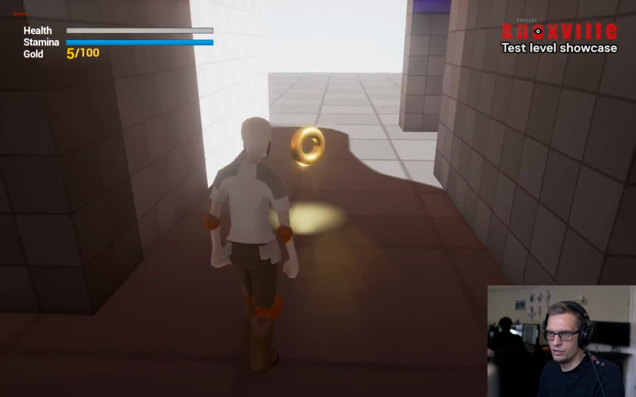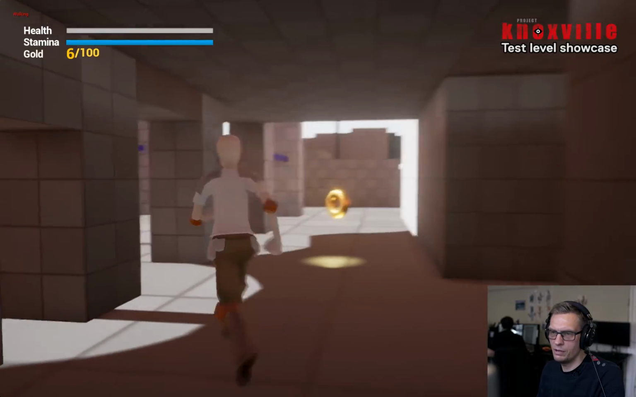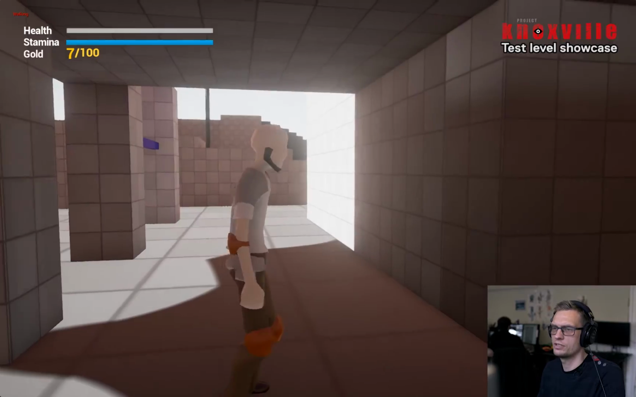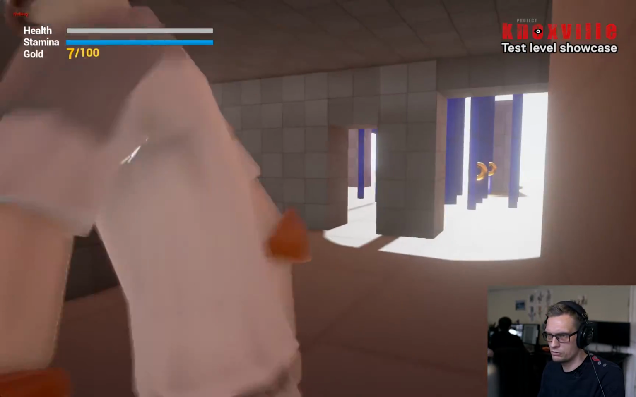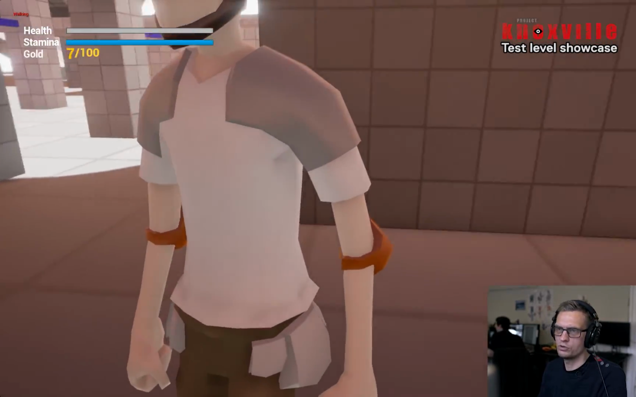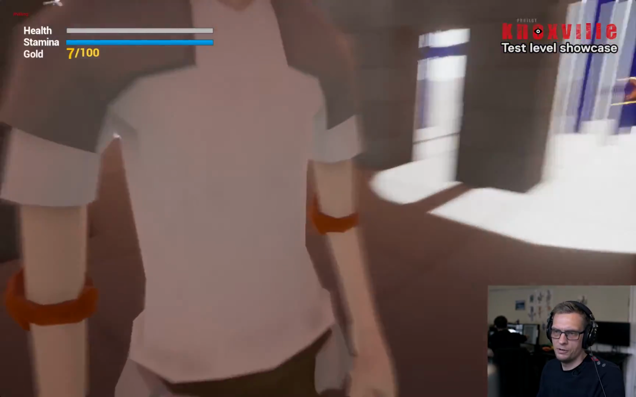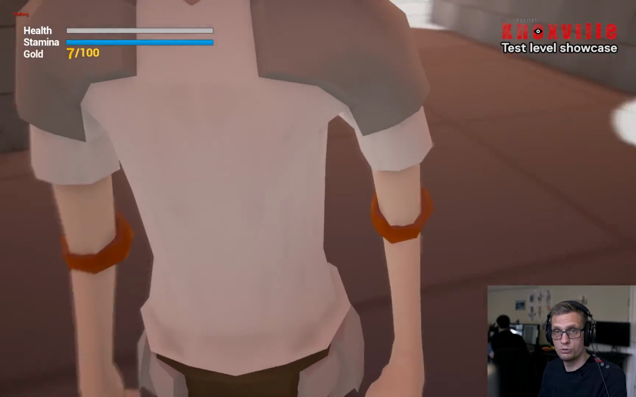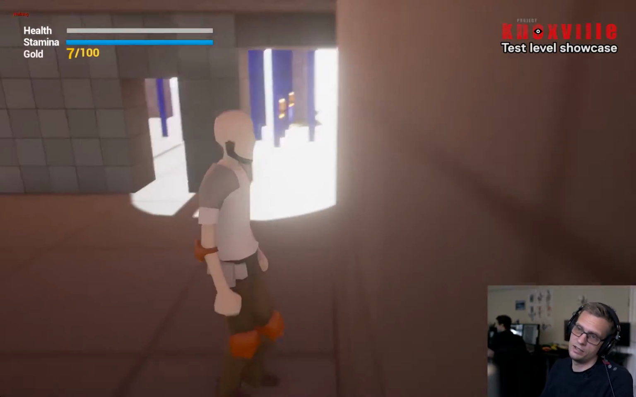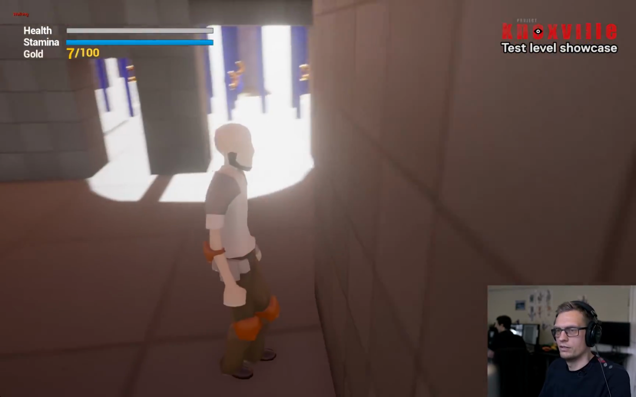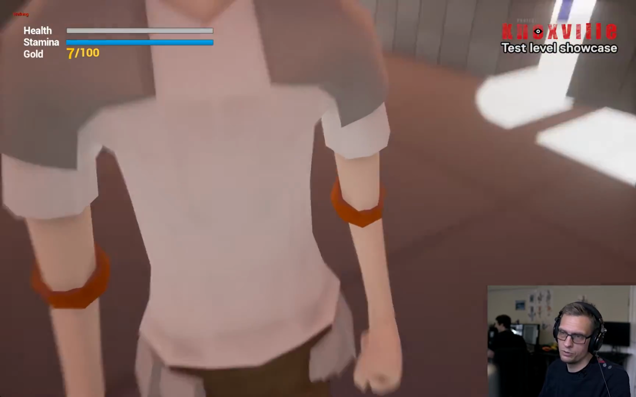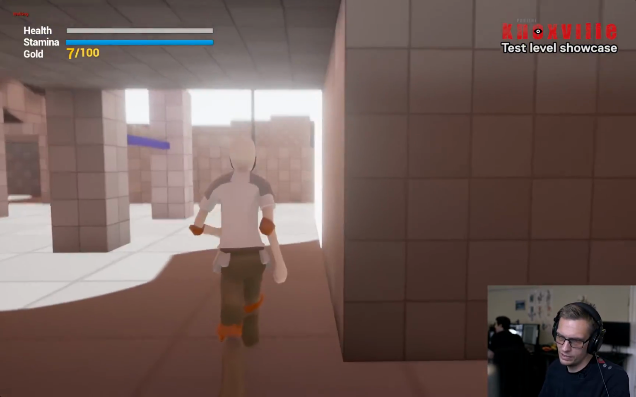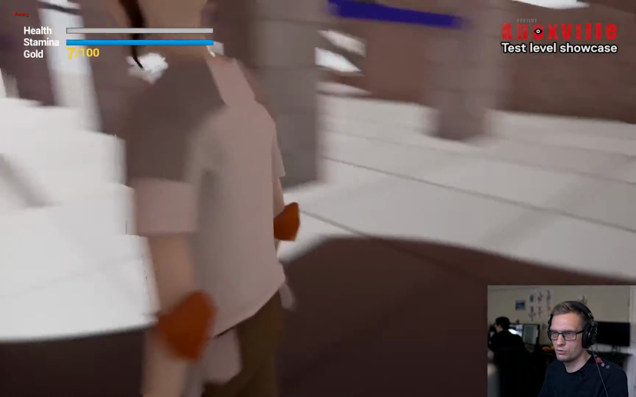Here I've tried to simulate some indoor environment. How does the camera handle being in here? As you can see, the camera is colliding with surfaces, moving closer towards the character. This is not really a nice view, so I would imagine that we would have to come up with a solution here for how to handle the camera. Either we would make the character transparent, so you could actually look through him, or do something else. But again, clearly it's something we need to have a solution for.